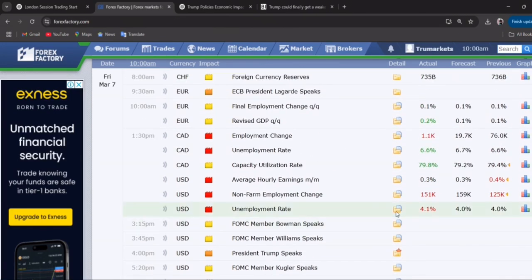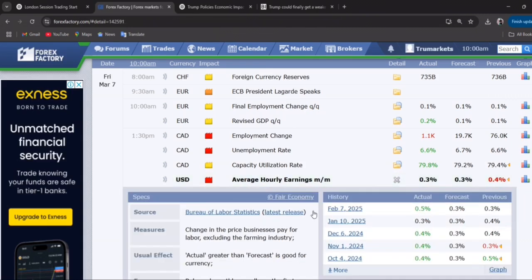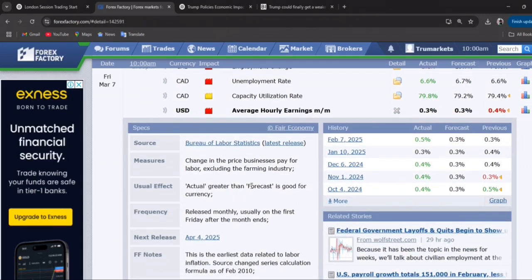Now we have the USD NFP news, and the data that came out supports our analysis that says that GBPUSD is about to go long. All right, so now we have the average earnings, which tells us that actual greater than forecast is good for the currency. Now we have the actual data here, and then we have the forecast here, which is 0.3%, which is actually the same. So not much of a discrepancy.